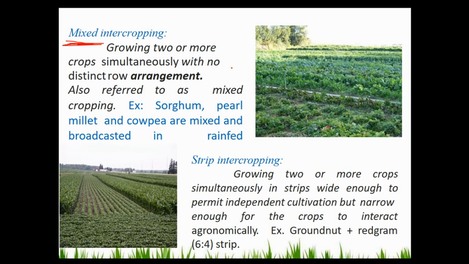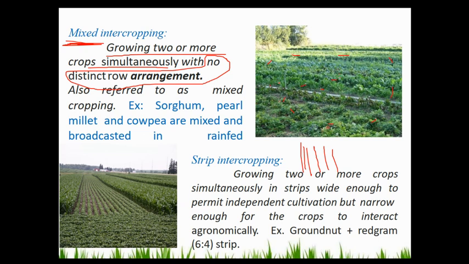Two or more crops should be there. I'm utilizing two or more than two crops, growing them simultaneously, at a time, with no distinct arrangement. This line is very important. In general intercropping, proper rows have to be maintained. But when you are talking about mixed intercropping, I'm not maintaining any proper rows here.